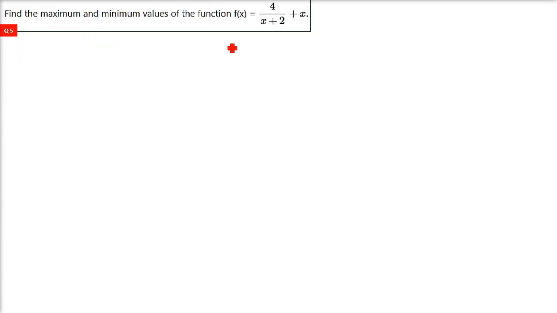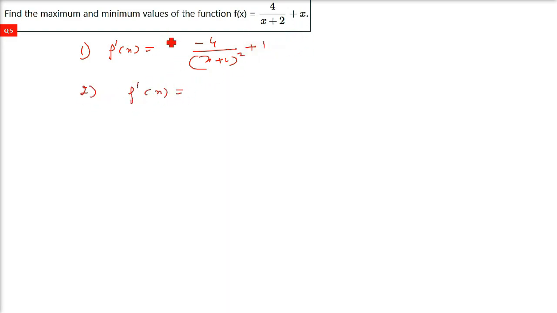Find the maximum and minimum value of the function f x is equal to 4 by x plus 2 plus x. First step, f dash x, the differentiation of this function. Let me write this. Normally, the differentiation is quite known to you, so I'll write the differentiation, because normally x plus 2 should go up, or you can do it by the quotient rule. So this differentiation is done.